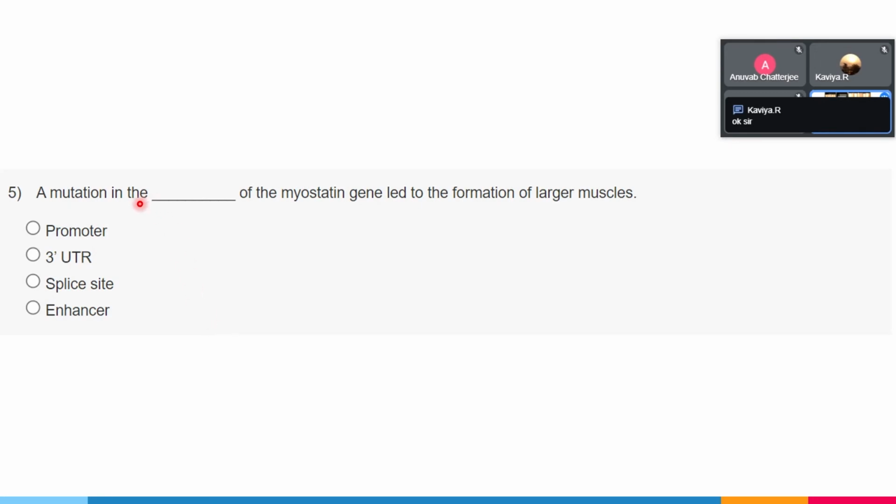So the next question is, a mutation in the dash of the myostatin gene led to the formation of larger muscles. Let me give the context to this particular question. There is a particular strain of mice known as mighty mouse, in which there is a huge lot of muscle production in comparison to normal wild type mice. This occurs by a particular mutation in the myostatin gene, which gives rise to larger muscles. So the question is, where exactly does the mutation occur? This is something that we have already seen in the lecture.